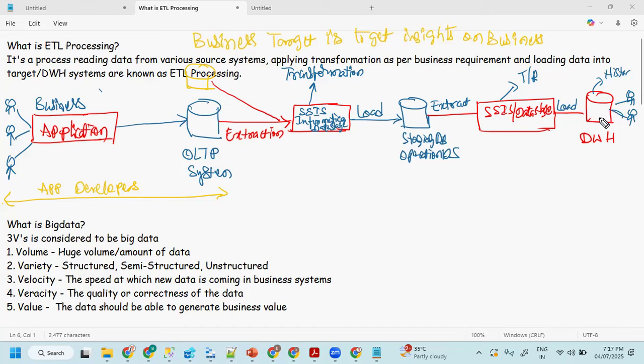Previously we used to call them ETL developers. Now ETL developers are called data engineers, because this entire journey is going to process the data. This is the place where we are going to sit. Previously we were called ETL developers. Now we call it data engineers. Any questions as of now? Is anyone having any question?